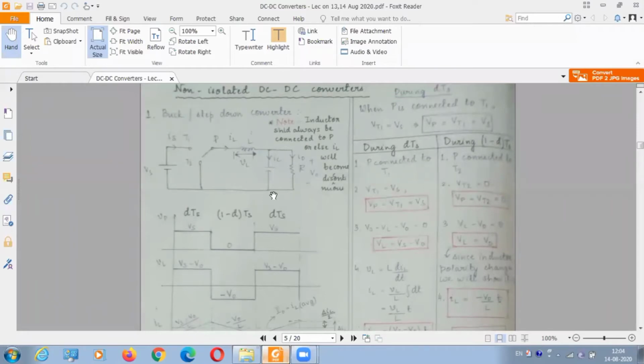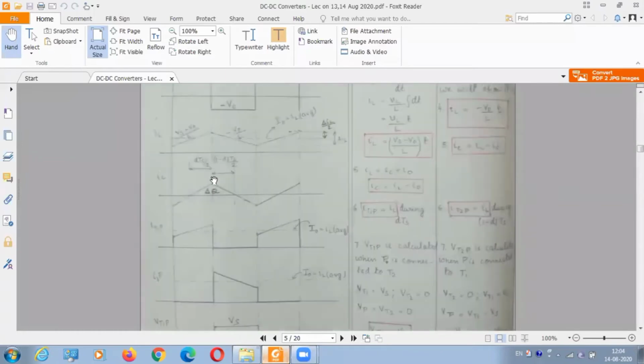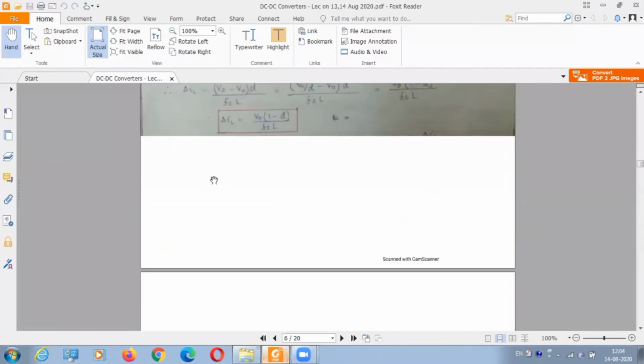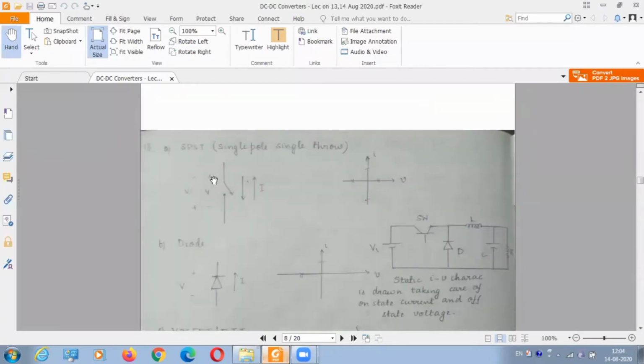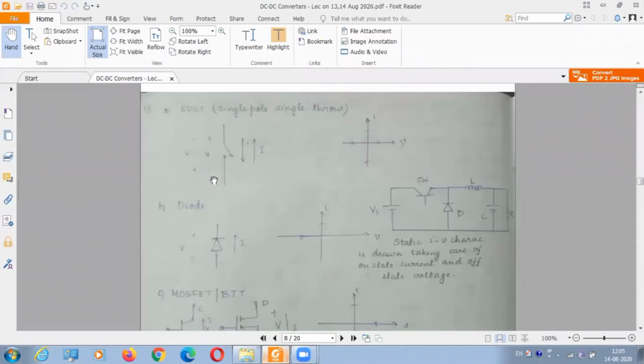So next we will see how this single pole double throw switch is replaced by power electronics devices. So our discussion starts from here today.